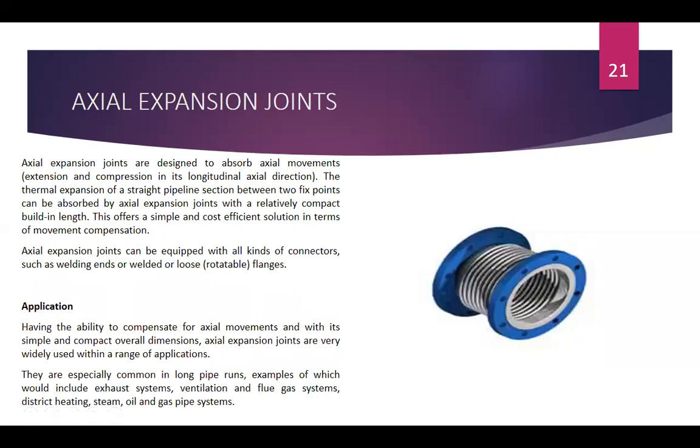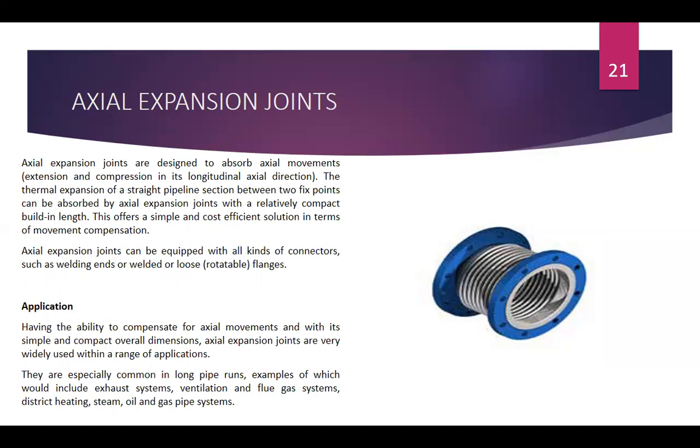So, discuss natin yung actual expansion joint. Axial expansion joints are designed to absorb axial movement, extension, and compression in its longitudinal axial direction. So the thermal expansion of a straight pipeline between 2 fixed points can be absorbed by an axial expansion joint with a relatively compact built-in length. This offers a simple and cost-effective solution in terms of movement compensation.